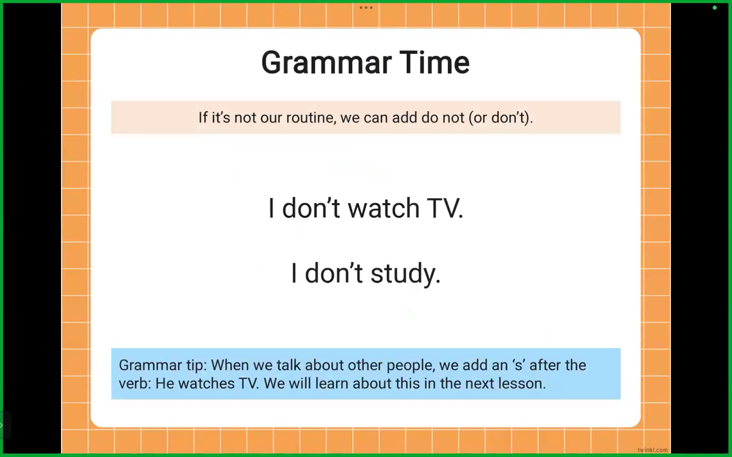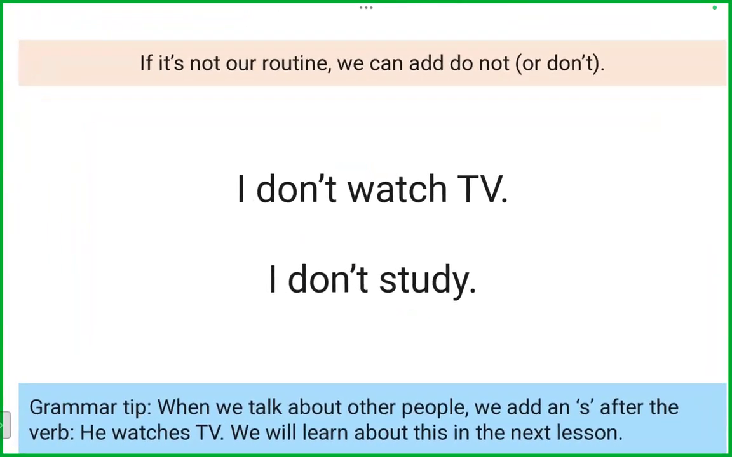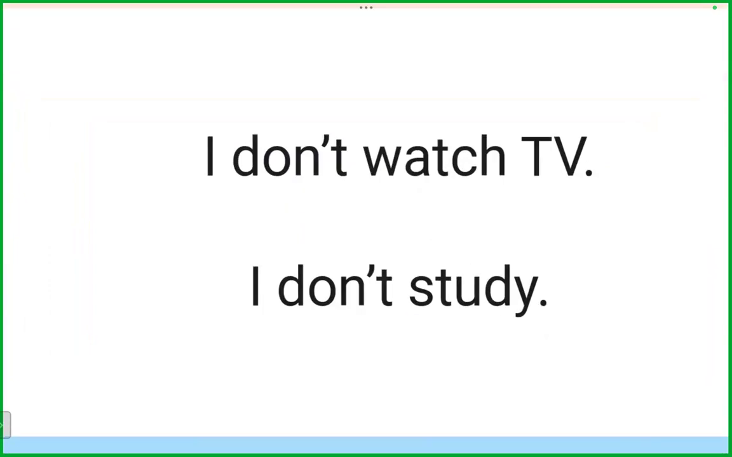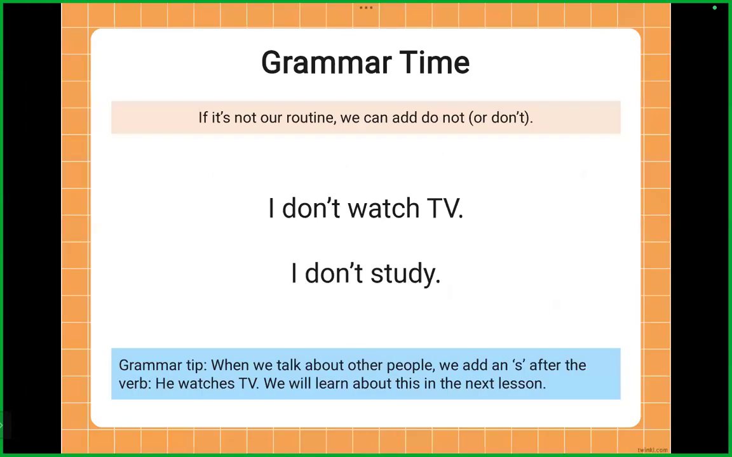Okay, so let's focus on the negative. In the negative, we are going to use something that we call an auxiliary verb. In this case, it is don't. You see? Don't. I don't. This is for negative. I don't watch TV and I don't study. Don't, this auxiliary verb, is for negative structure in the present simple tense. Okay.